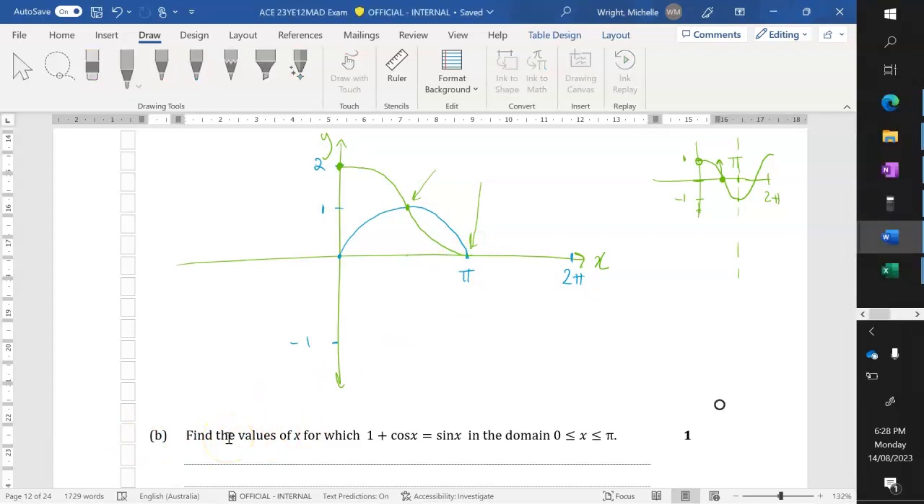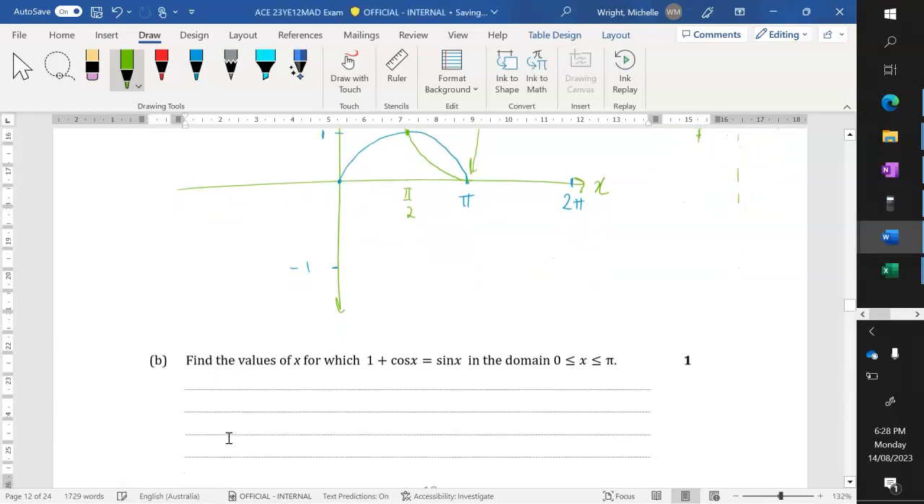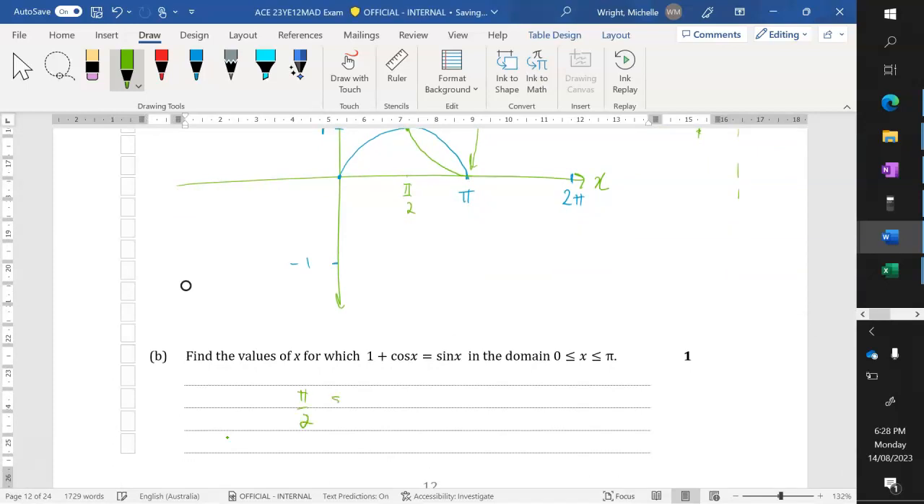The other spot they intersect is pi on 2, and you could have checked those answers on your calculator without actually having to do any algebra at all to solve this one, and that would have gotten you your single mark.